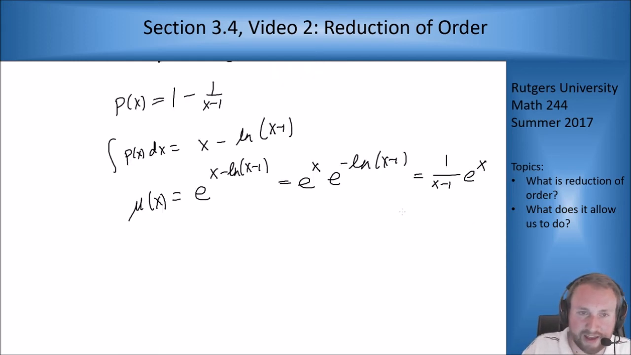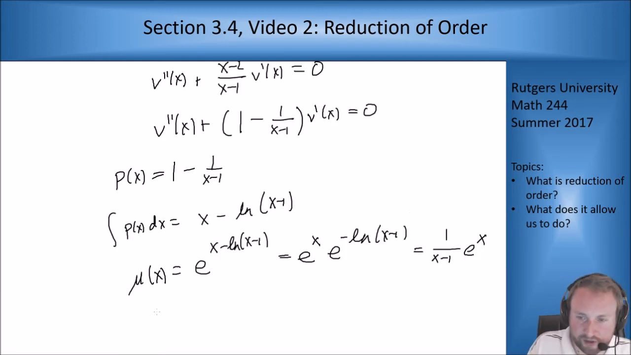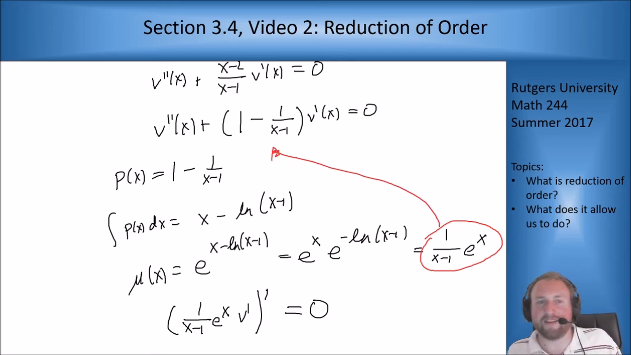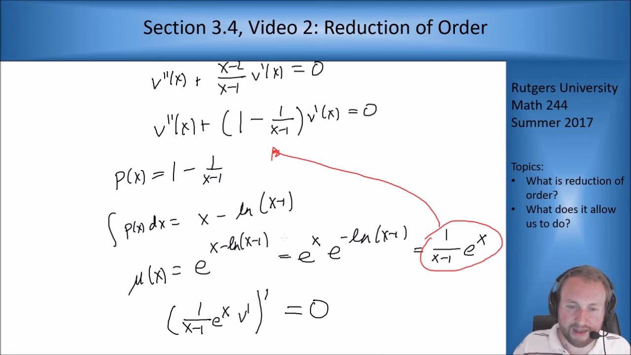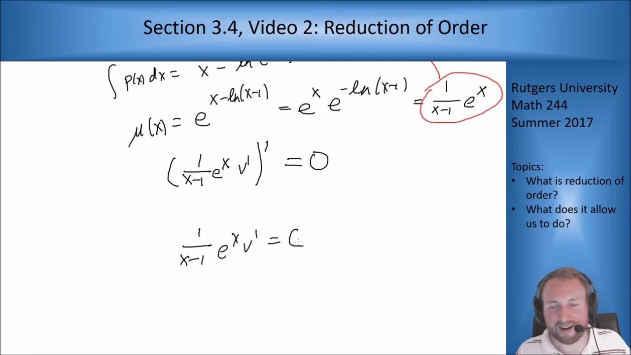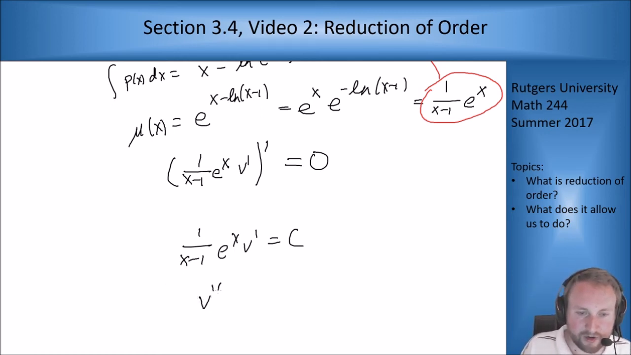So I multiply both sides by that. And then the left-hand side, by construction of the integrating factor, turns into the derivative of 1 over x minus 1 e to the x v prime equals 0. So what I did there is I took a shortcut because I know how integrating factors are supposed to work. I multiplied both sides of this equation by that, and then realized the left-hand side is a product rule. So I get that, and then I can integrate that easily enough to get that 1 over x minus 1 e to the x v prime equals a constant. I'm going to clear everything to the left-hand side, so I get v prime of x equals x minus 1 e to the minus x times a constant.